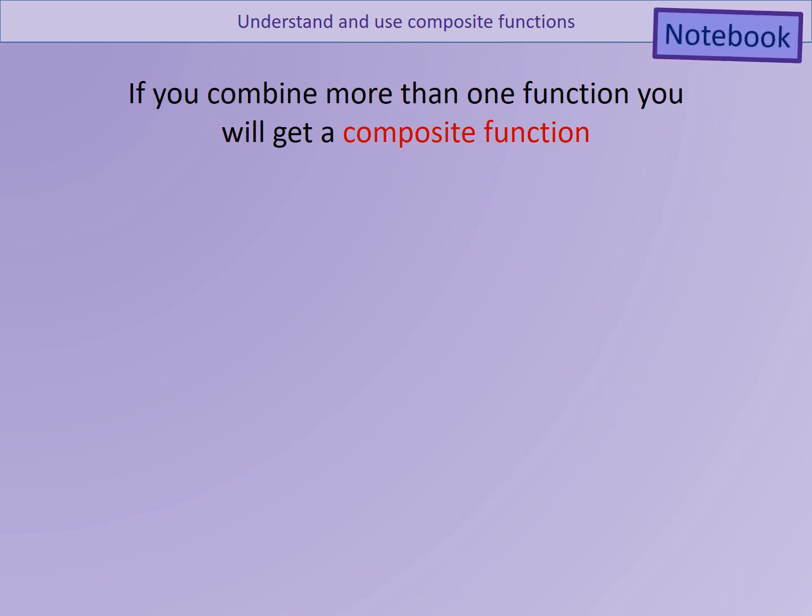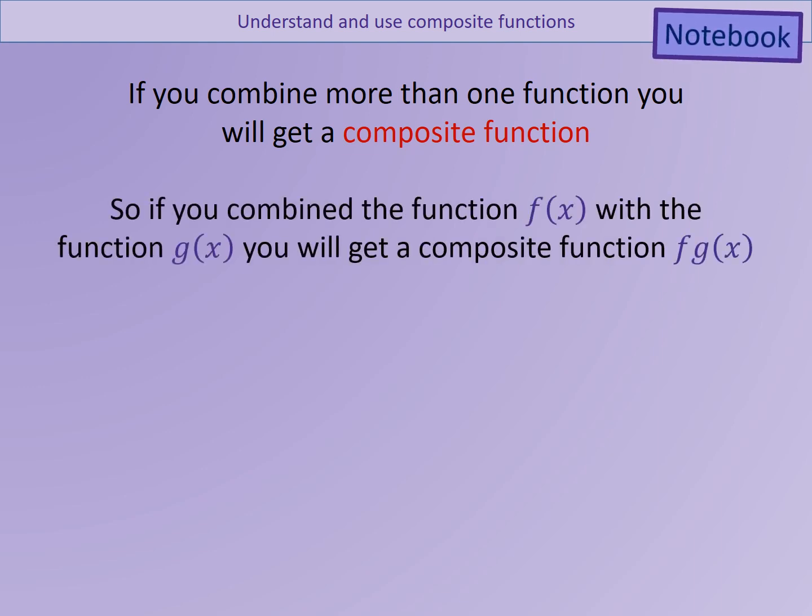If you combine more than one function, you will get what we call a composite function. So if I combine, let's say, a function f of x with another function, which could be different, it's highly unlikely to be the same, so it's a completely different function, then you get a new composite function, and we write it as fg of x. That's how you'd write it down.